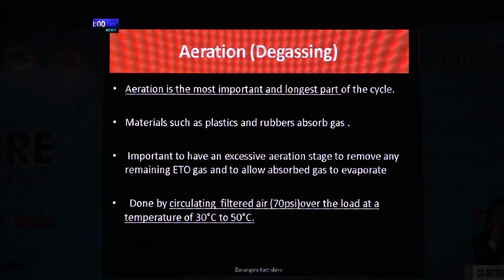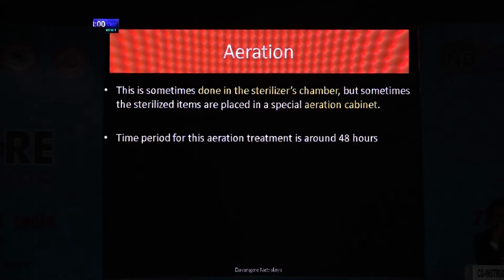Degassing, it's the most important phase I told. It is preferably done by circulating filtered air onto the load at a temperature of 30 to 50 degrees. So get rid of all the ethylene oxide residue after the sterilization process, and it is the longest part of the cycle and a very essential part of the cycle. It can be done either within the same unit, or there is a separate aeration cabinet you can have, but make sure that you have a separate unit for the ethylene oxide.